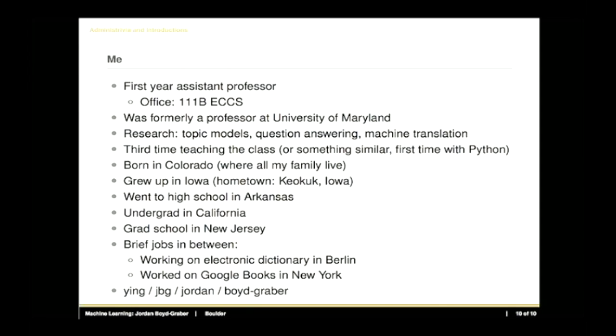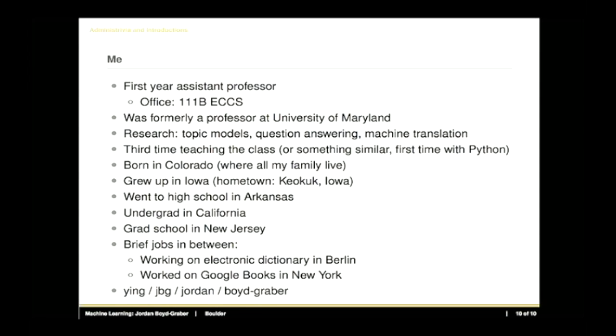I was actually born in Colorado, about 40 miles due west of here. However, I actually grew up in Iowa in a small town called Keokuk. I then went to a boarding high school in Arkansas, did my undergrad at the California Institute of Technology, then grad school at Princeton in New Jersey. I had some brief jobs in between, working on Google Books in New York and creating an electronic dictionary in Berlin. But mostly my life has been in academia.